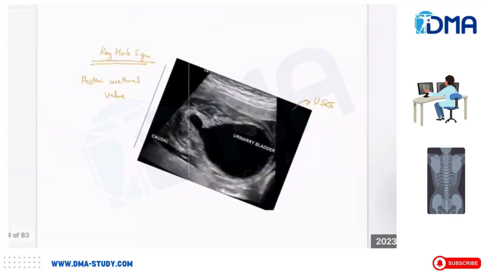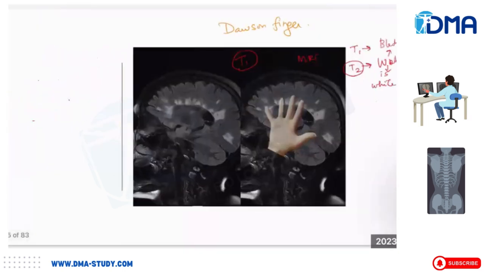Then this one, the bladder in ultrasound looks like a keyhole. Can you see this? It is a condition where you have a posterior urethral valve. If you have a posterior urethral valve, the ultrasound feature will be like a keyhole sign.